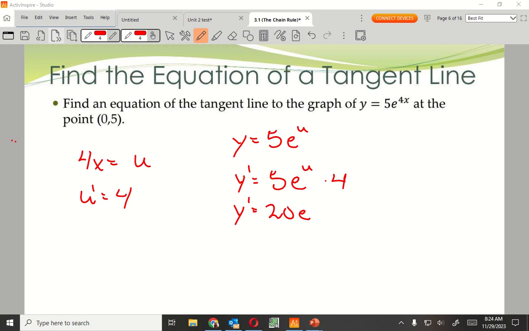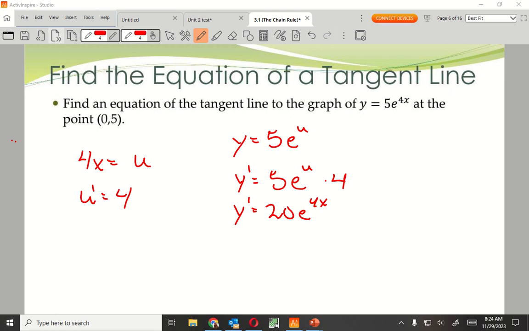Do I keep that u there? No, I've got to sub it back, right? Sub the original back, so that's going to be 4x. There you go. So I now have the derivative, and I want the derivative at the point (0, 5). The important part of that, what do I need to take out of that point first? The x value. So what am I going to do with the x value? Plug it in, right?